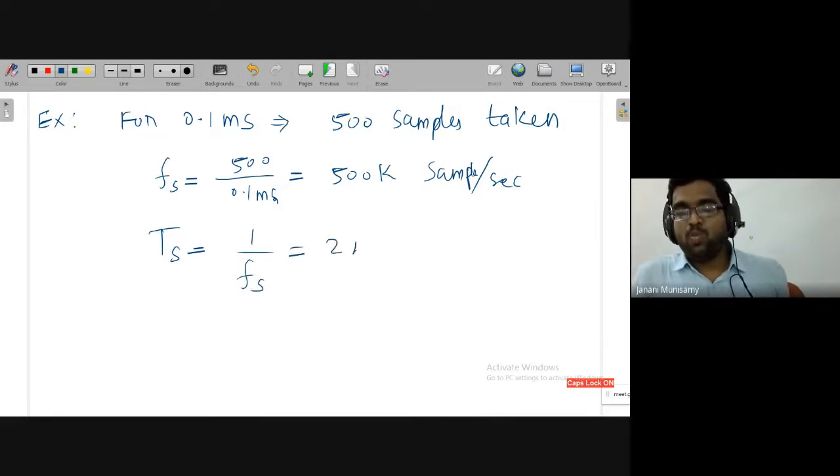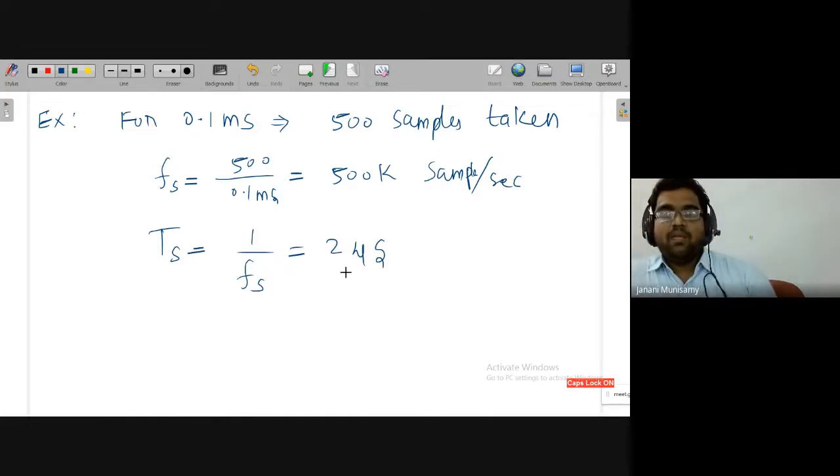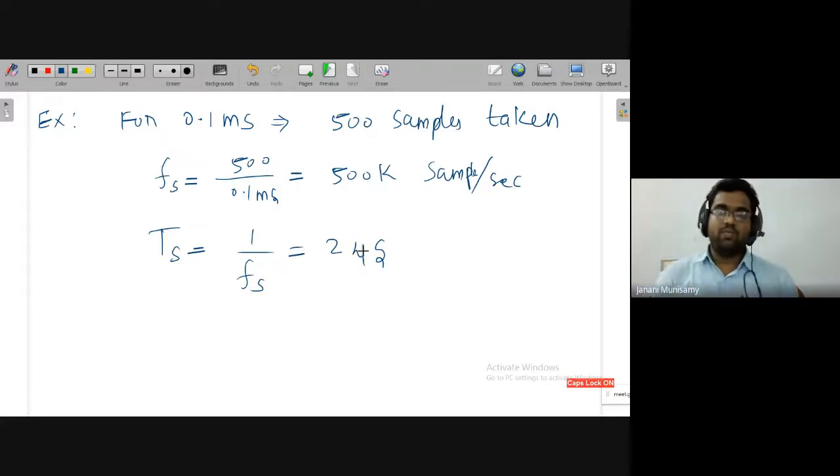So 2 microsecond will be the sampling interval between the samples. 1 second, 500K samples are there. Between the samples, what is the time? Simple formula, Ts is equal to 1 by Fs. So 2 microsecond. If you reverse it, 2 microsecond. Each sample will have 2 microsecond difference.